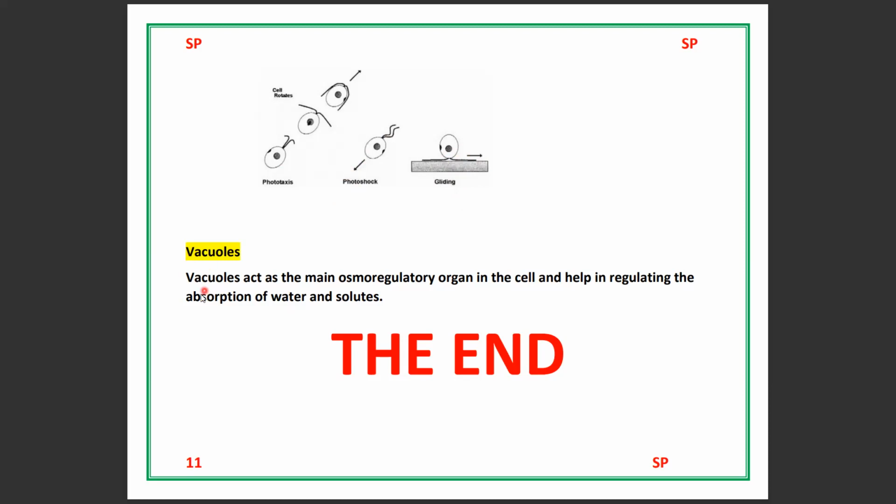And vacuoles act as the main osmoregulatory organ in the cell and help in regulating the absorption of water and solutes. So these are the components: flagella, reserve food material, and nucleus, and all of them help in the classification of algae.